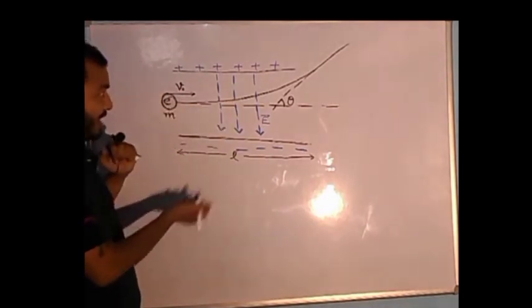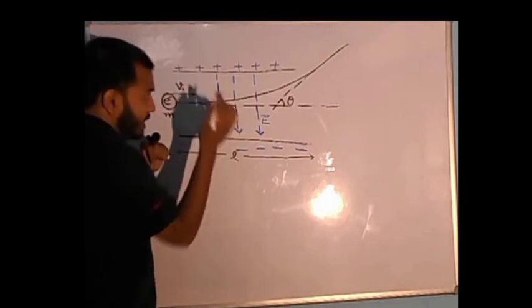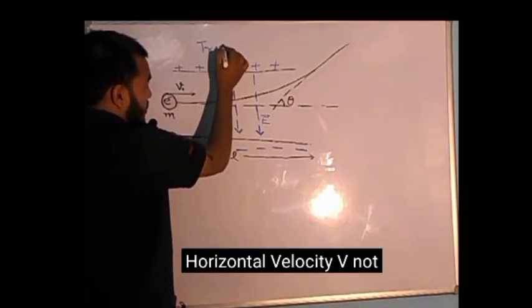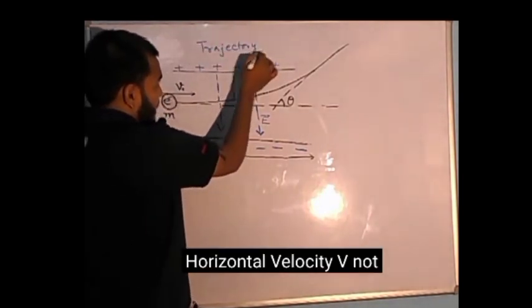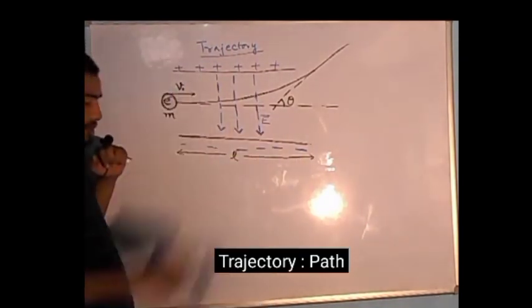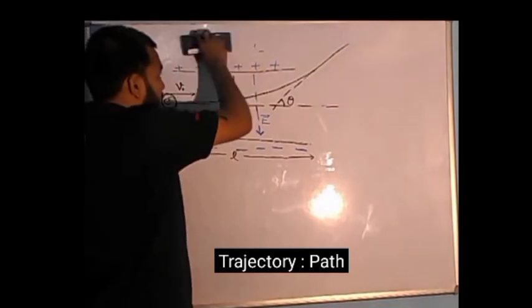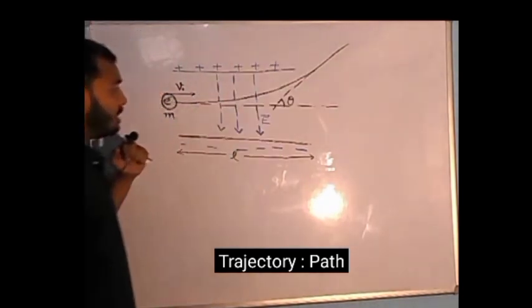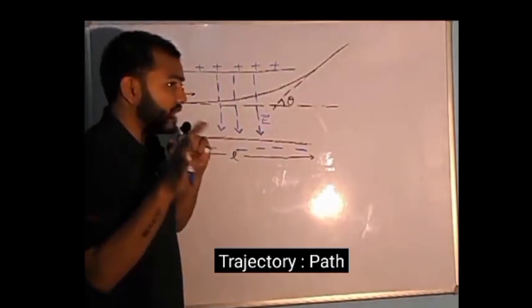What will be the trajectory? That is the path. What is the trajectory of this electron? That we have to find over here. So we are going to work out the trajectory of an electron in a uniform electric field. Now let us see what kind of force acts on the electron.